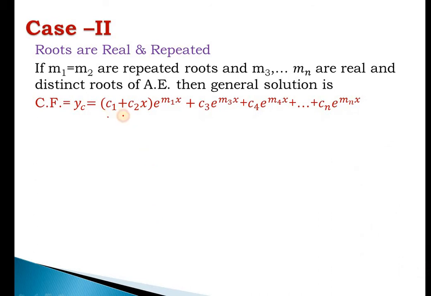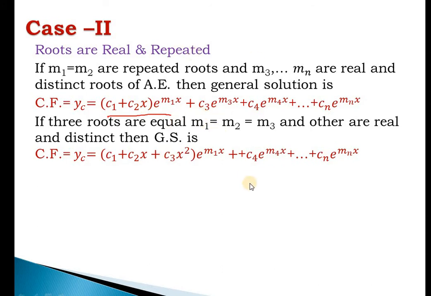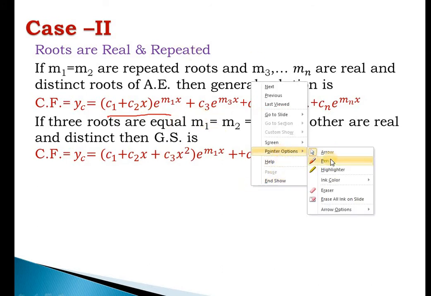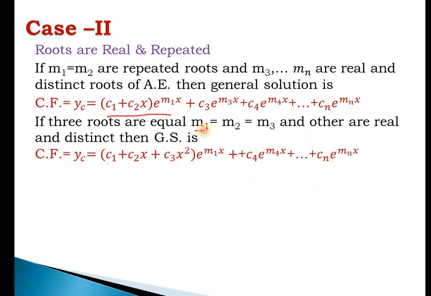But here the root M1 occurs 2 times, so its coefficient contains two arbitrary constants, and the form is C1 plus C2 x. Suppose some other root occurs 3 times: M1, M2, M3 are the same. It means the M1 root occurs 3 times. Then its contribution in the complementary function is C1 plus C2x plus C3x square, e raised to M1 x. And if the remaining roots occur one time, the corresponding terms are C4 e raised to M4x plus up to Cn e raised to Mn x.